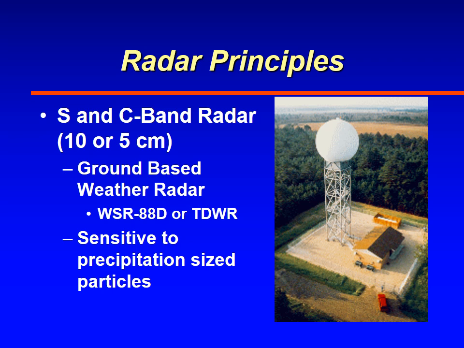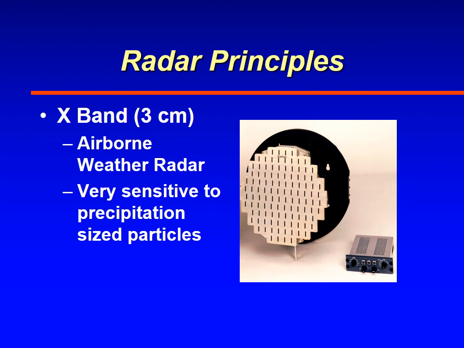Those are tuned to look at precipitation. That is just the right size. 10 centimeter or 5 centimeter is the perfect size for looking at precipitation-sized particles. They scatter a lot of energy back to the radar. And then finally, your X-band, which is a 3 centimeter radar, can also detect precipitation pretty well. So they've used that for airborne weather radar. Since it's a smaller wavelength, it can see smaller droplets, and even some cloud particles.